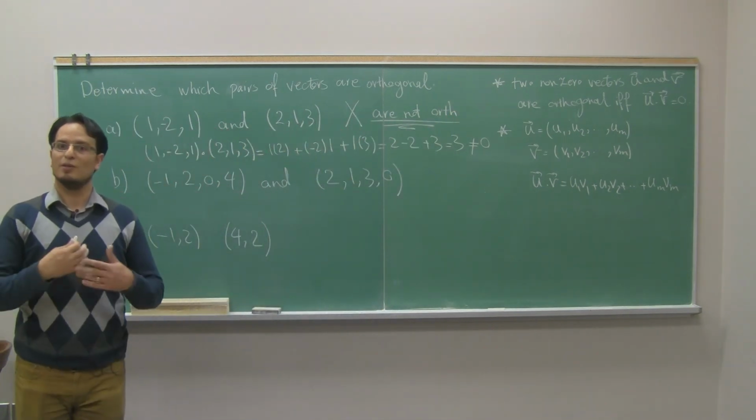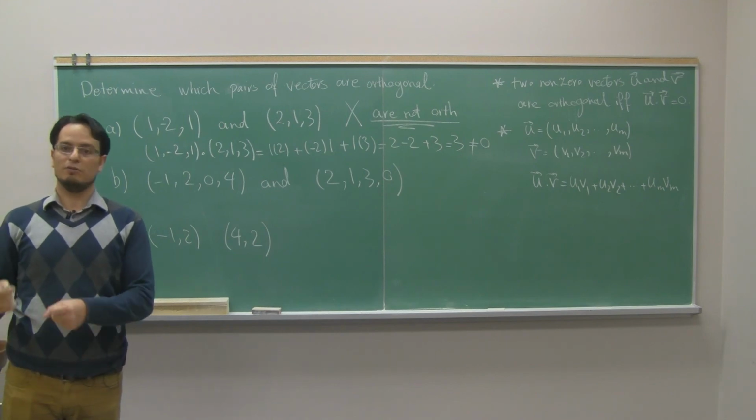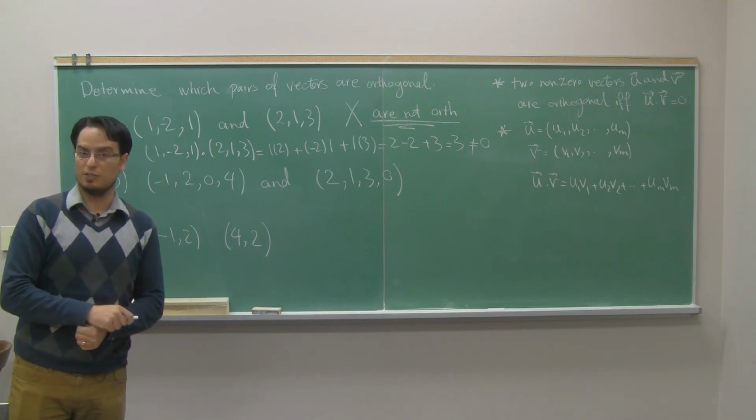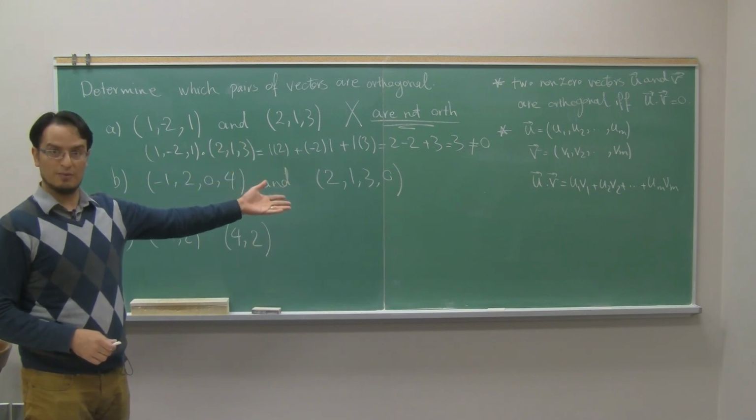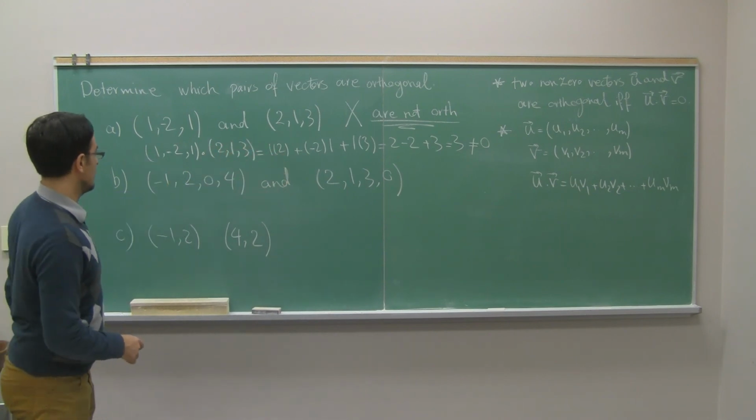That was the test. We dot. If it is 0, they're orthogonal. If it is not, they're not. In this case, the dot product was not 0, so they're not.